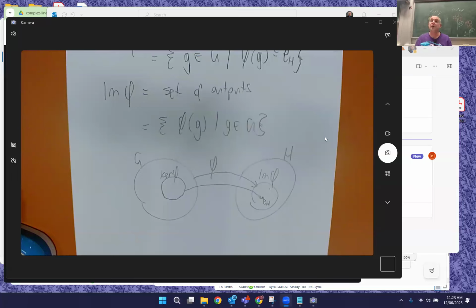Yeah. Has your lecturer attempted to draw the isomorphism theorems? Or in the textbook? No. Oh, for this. Okay. Sorry. Okay. But that's what it is.